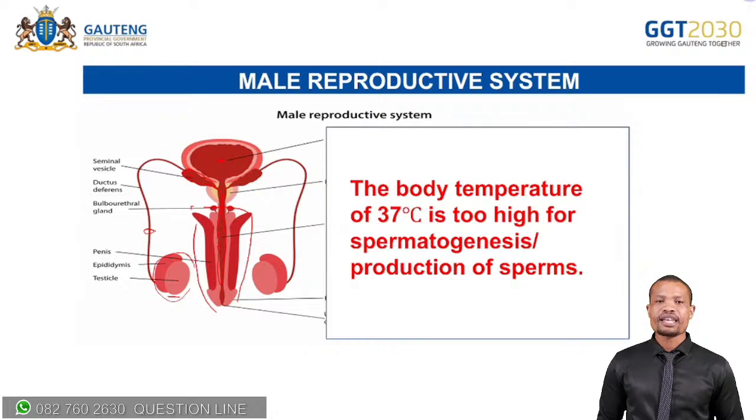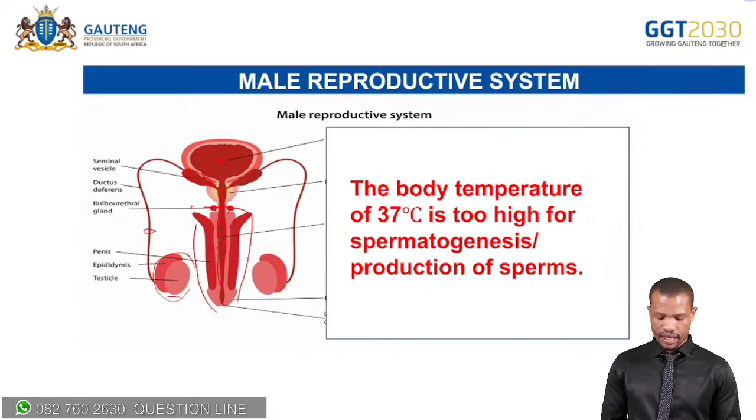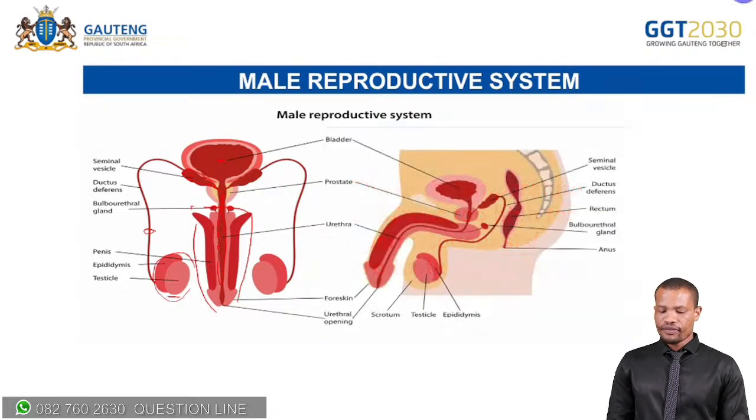So the testes have to be hanging outside the body so that they can regulate the temperature to a level where it is optimal for the production of sperm. If they were to be inside the body, the temperature would be too high and they wouldn't be able to produce sperm. Okay, so that is the reason why they are hanging outside the body. Right, moving on.